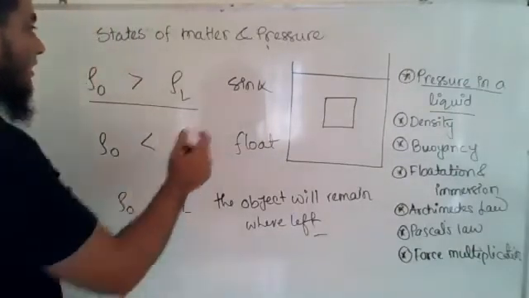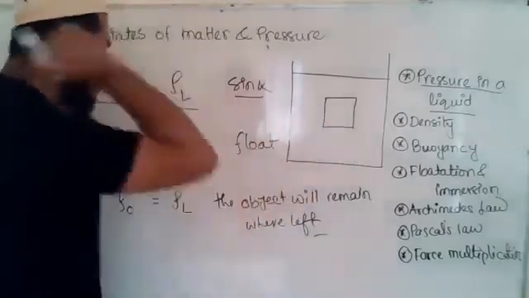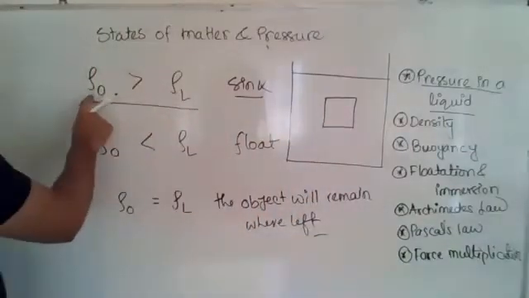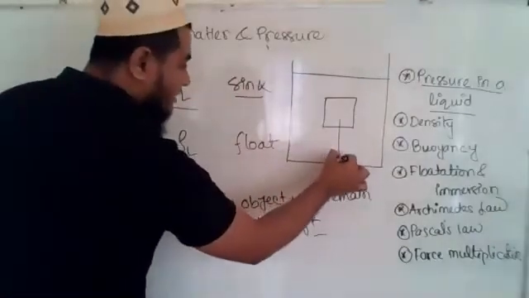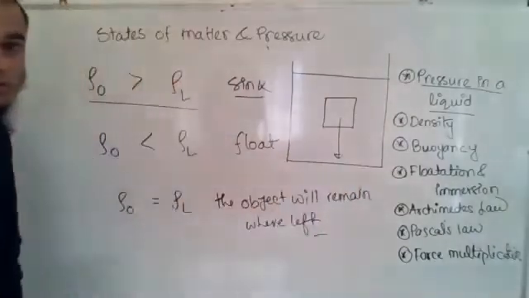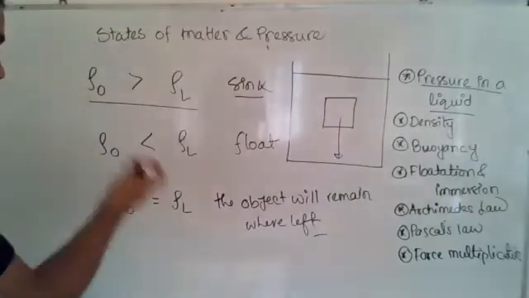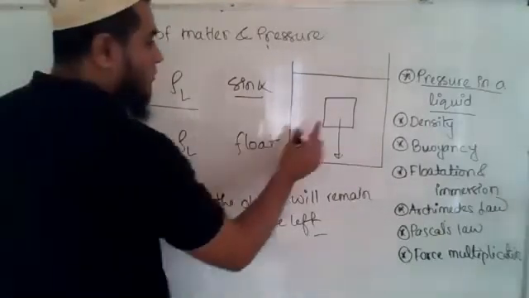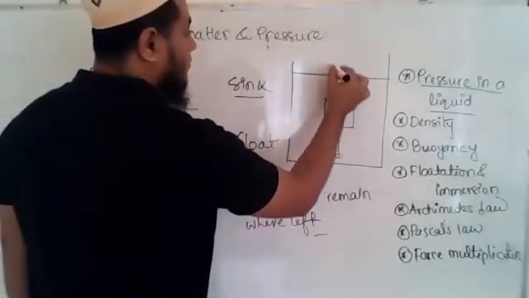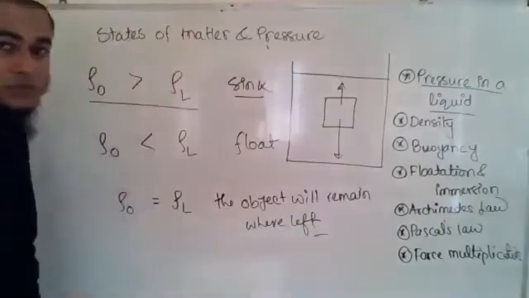Number one, it might sink, that is, it will fall down. When will it happen? When the density of this object is higher than the liquid, the body will sink, the body will fall to the bottom surface, right? If the body's density is less than the density of the liquid, then what will happen? The body will float, the body will come to the top surface, okay?